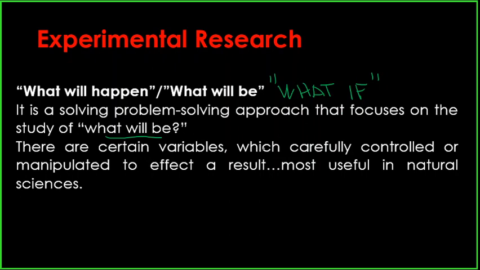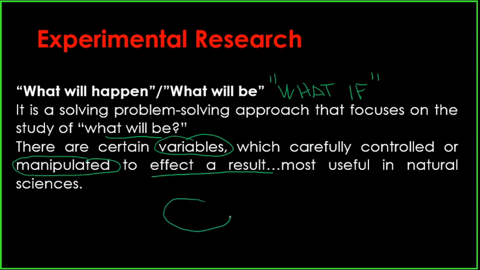What will happen. There are certain variables which are carefully controlled or manipulated. Yun yung pinaka-keyword natin dito. Variables that are manipulated. Ayan. To effect a result. Like for example, no? What if, ayan, magre-research tayo, what if hahatiin natin yung group natin sa dalawa. Group A, kakain siya ng puro plants lang. Ayan. Whole foods, plant-based diet. Lagay nga natin dito, whole foods, plant-based diet.